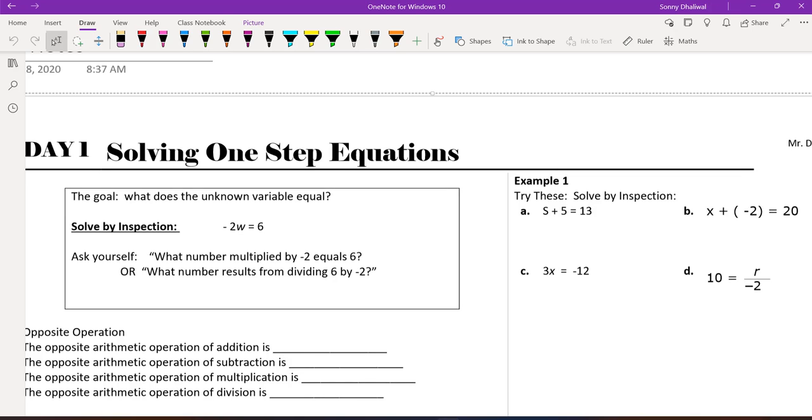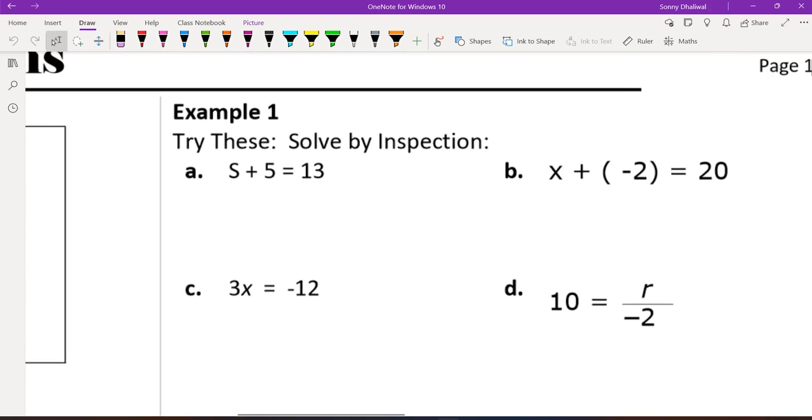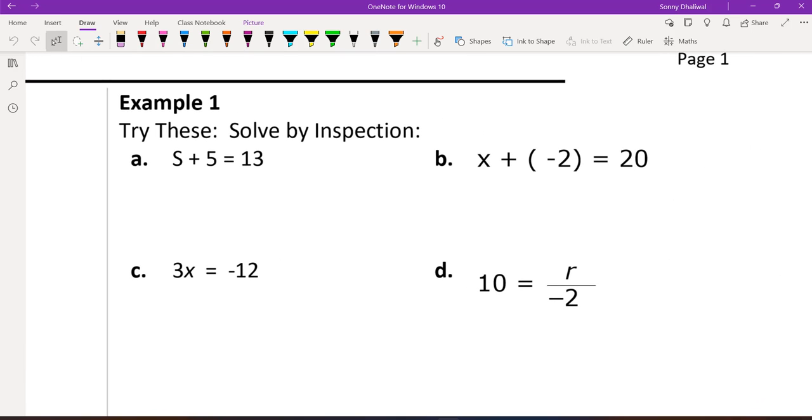Okay, so today we are starting on a unit where we'll be solving equations, right? What we have here is letters inside of equations, and letters are just numbers that we don't know the value of as of yet. Okay? So we are going to talk about how you can figure out the value of these letters.